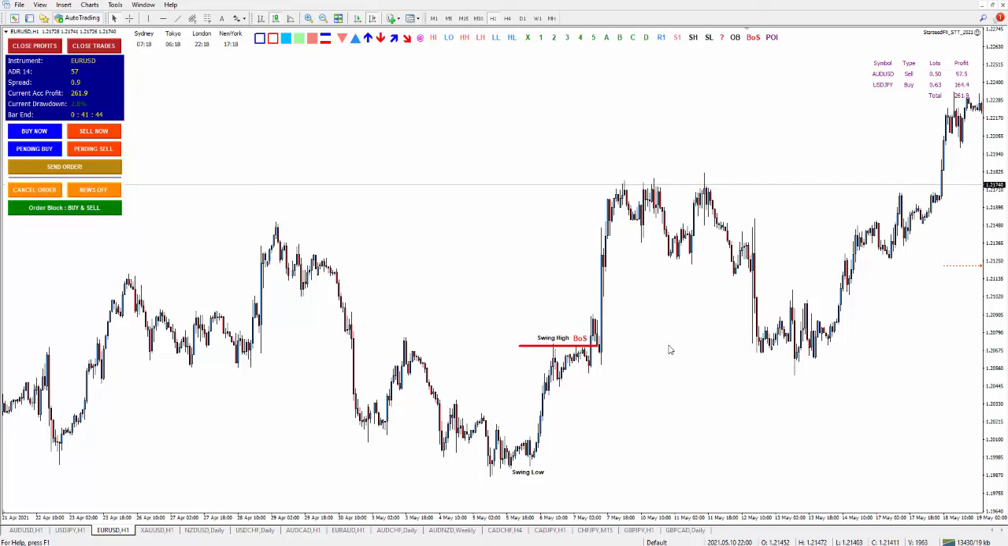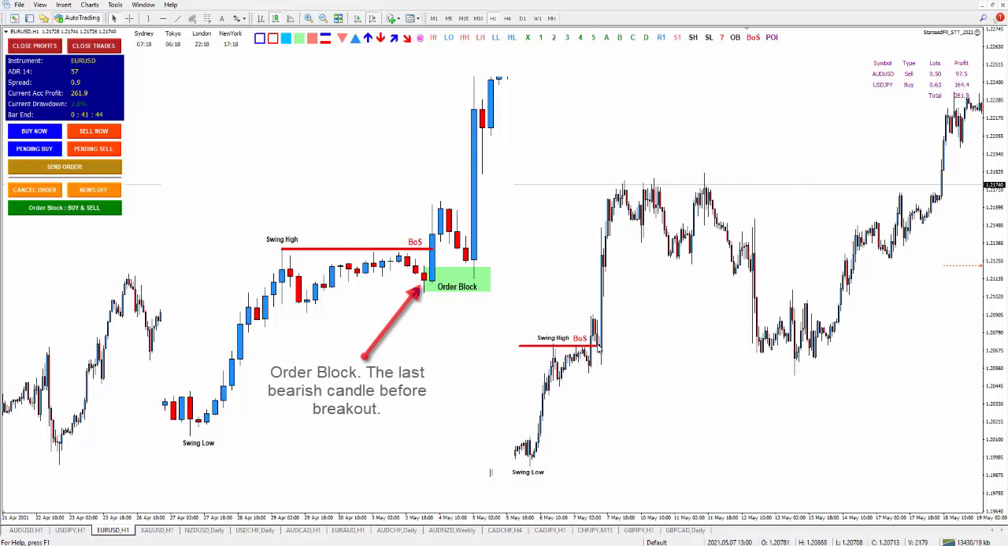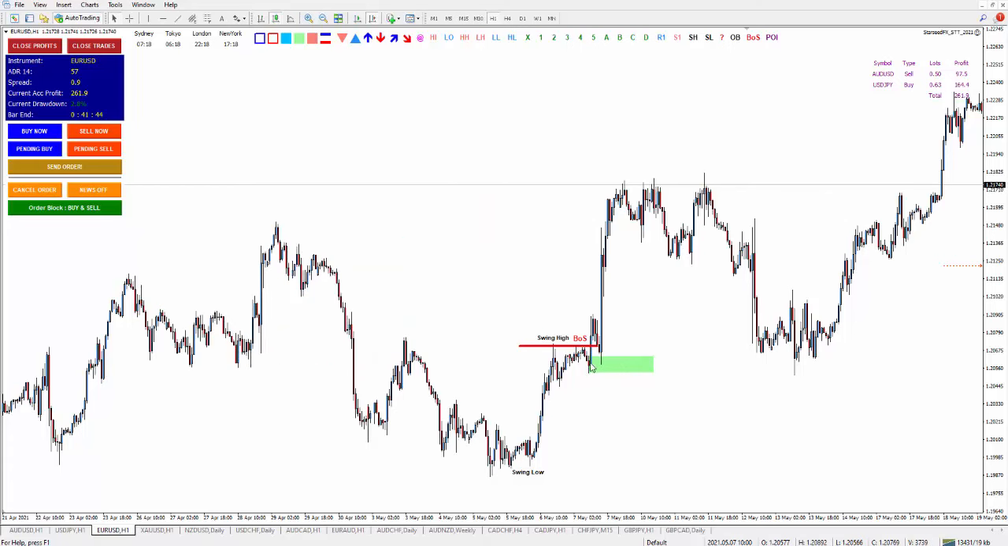Now, where is the order block? If the price breaks above, your order block is the last bearish candle before the breakout happened, okay? So this is your order block, the last bearish candle before the breakout happened. Now, once you have the order block, you have 2 options. Either you put a buy limit, in this case, a pending order here, okay? Or you set an alert because the price has broken out and when the price comes back, then you see the market condition on a lower time frame.